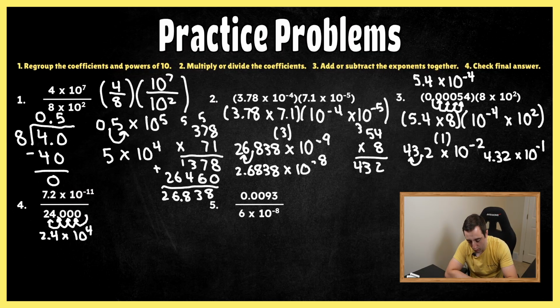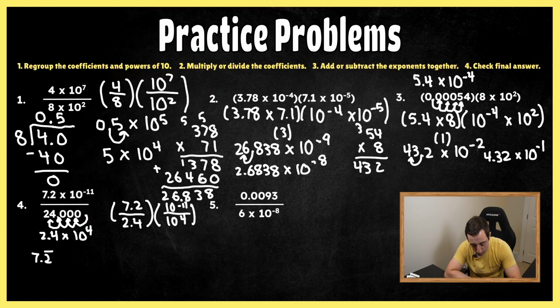Now let's go ahead and regroup. 7.2 divided by 2.4 in one parenthesis, and then our other one's going to be 10 to the negative 11th over 10 to the 4th. Now let's divide our coefficients. 7.2 divided by 2.4. Again, we need to move our decimal point once to the right on the outside, which means we do that on the inside.